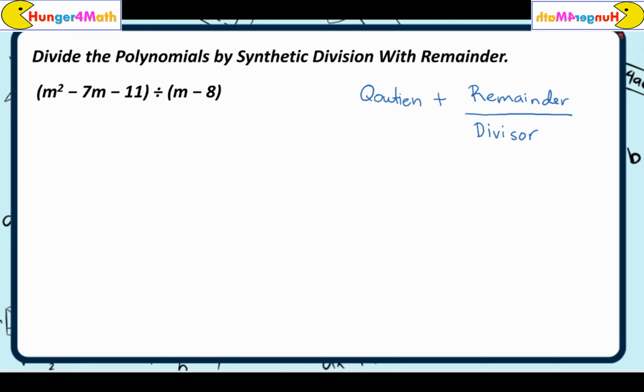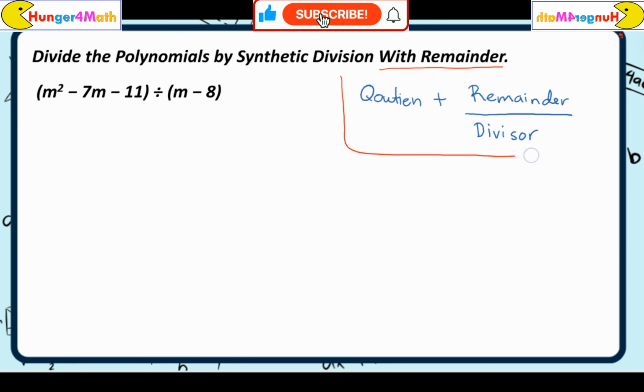Here, divide the polynomials by synthetic division with remainder. So if our answer is with remainder, our answer should be in the form of quotient plus remainder over divisor. Let's try this. M squared minus 7m minus 11 divided by m minus 8. For our divisor, the value of c is negative 8. Inverse of that is positive 8. Then let's draw the synthetic division line.